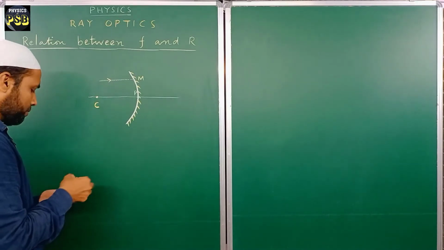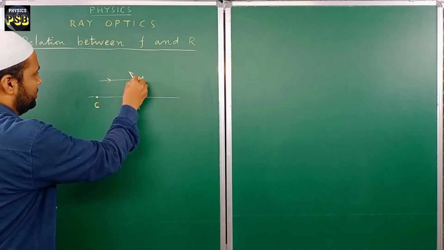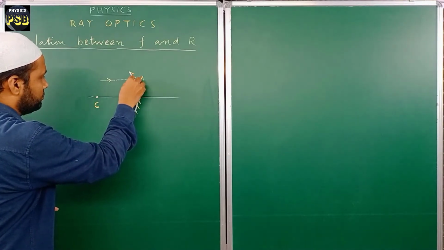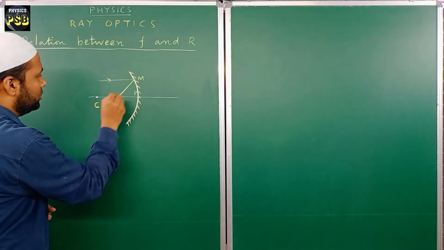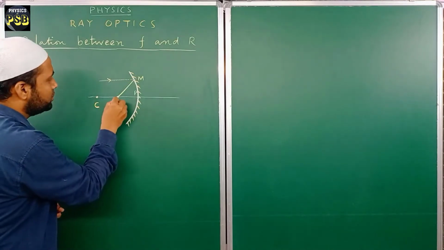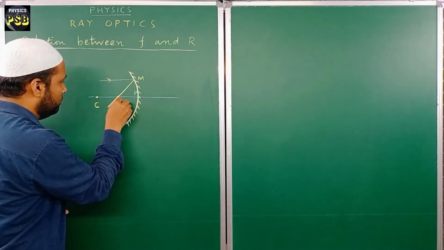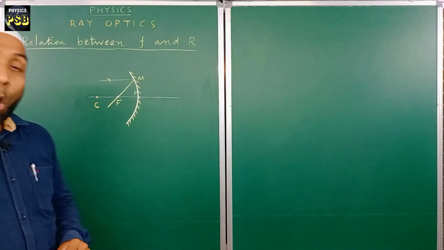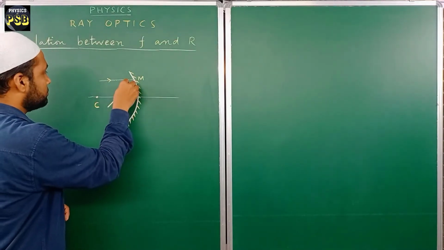Now when this parallel ray reflects, it meets at one point on the principal axis. We call this point F, which is nothing but the focus. Sometimes it is also referred to as the principal focus.